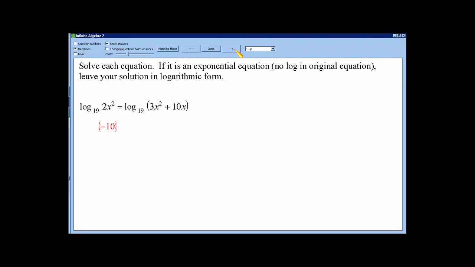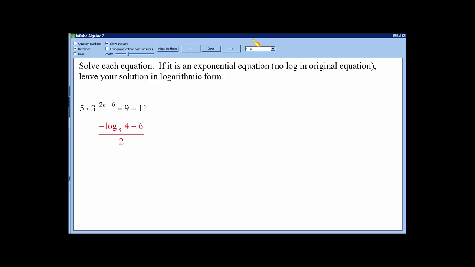Then the next one I want you to try is that one. Okay, and remember, addition when you condense becomes multiplication. All right, so see if you can get that one. So this is one where you're going to have to rewrite in exponential form after you condense to get the equation to solve.